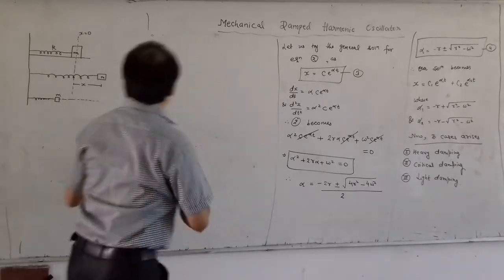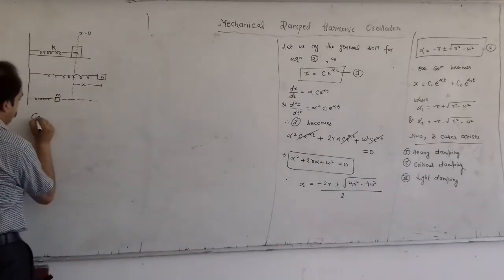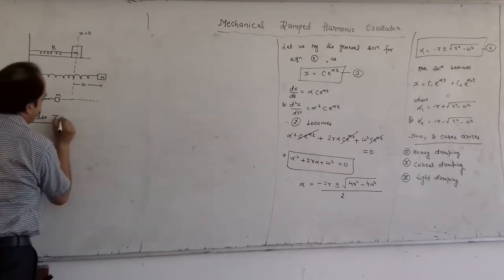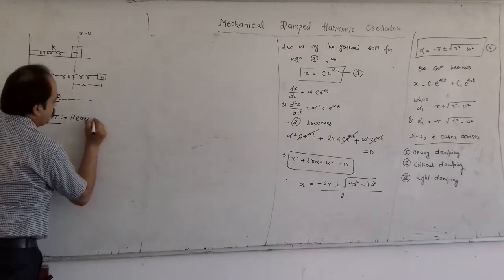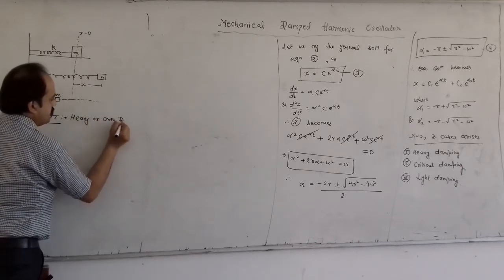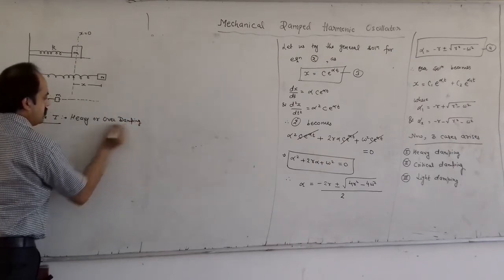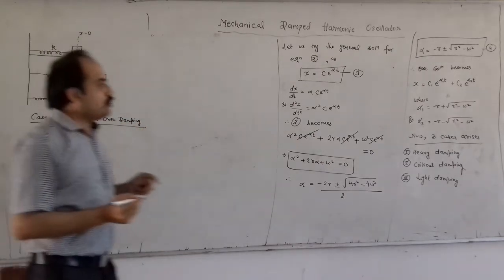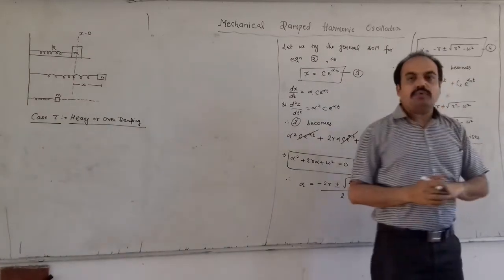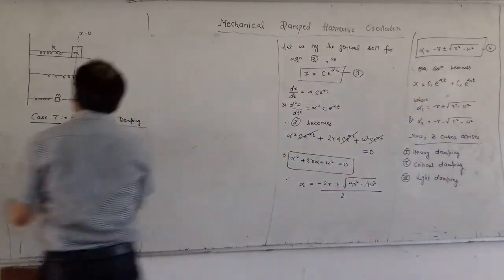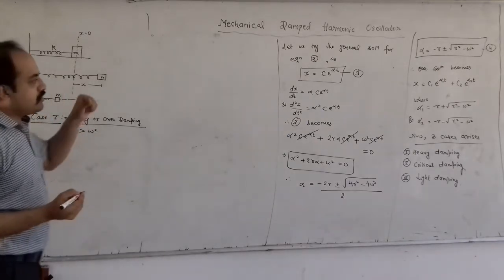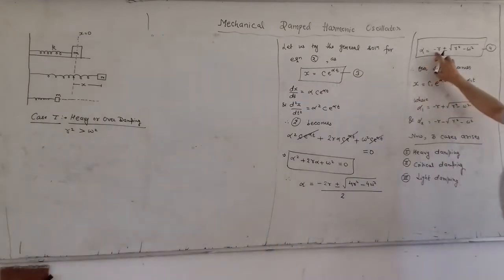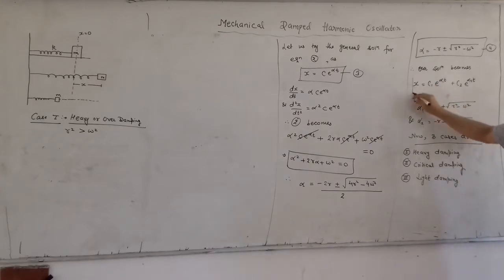So let us discuss the three cases. First case is our case of heavy or over damping. In this case we have to consider that r square minus omega square is positive, that is, r square is greater than omega square. So we can see that our solution is alpha is equal to minus r plus or minus under root r square minus omega square, and we have taken our solution as this one.